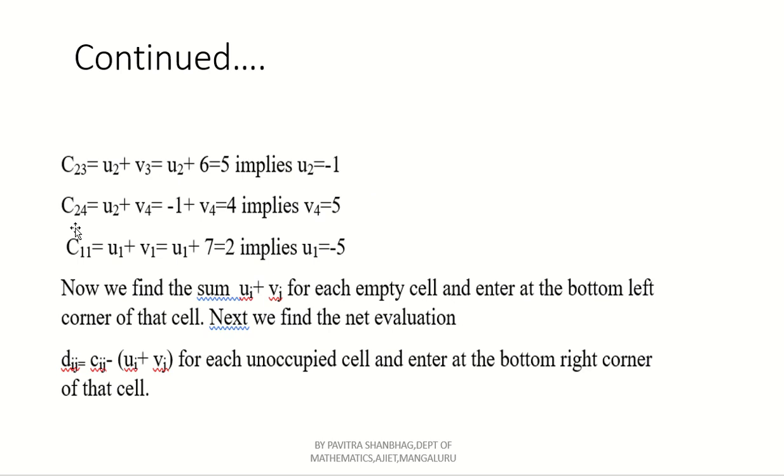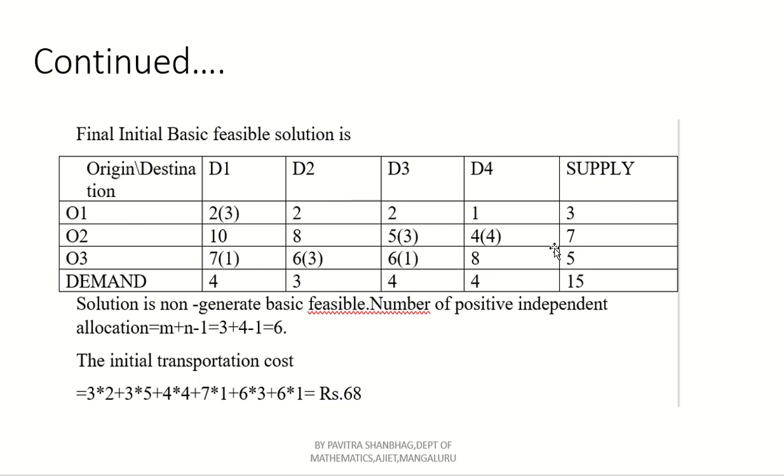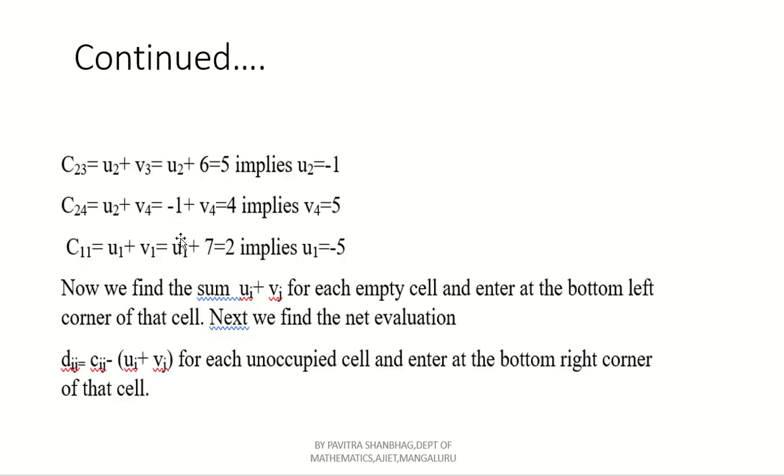Similarly, what is C24? C24 is nothing but u2 plus v4. But u2 we have already obtained, that is minus 1. Minus 1 plus v4 equal to 4, because C24 is second row, fourth column, 4. So applying the value of u2, we get the v4 value. v4 equal to 4 plus 1, that is 5.